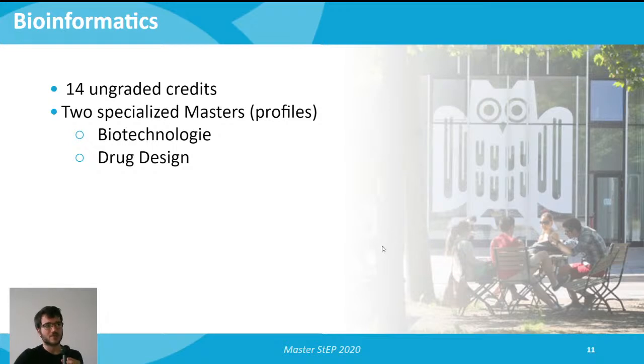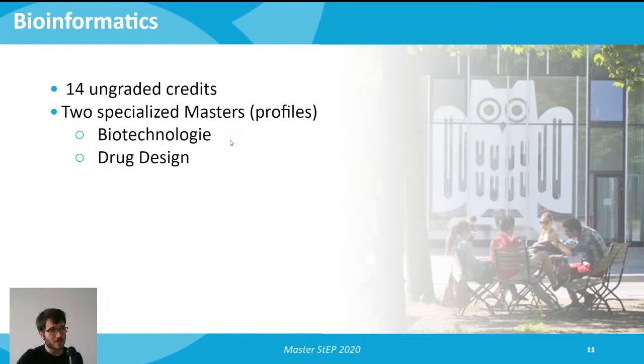So basically in bioinformatics you have 14 ungraded credits. What does that mean? You can attend lectures worth 14 credit points or more, but you only get 14 credited for this, and you don't have to bring a grade in there. So if you say, okay, this is a really interesting topic, but I did not score well in it, and it's not a required lecture, you can say I will get this uncredited, and then you don't have the bad grade later on your schedule.